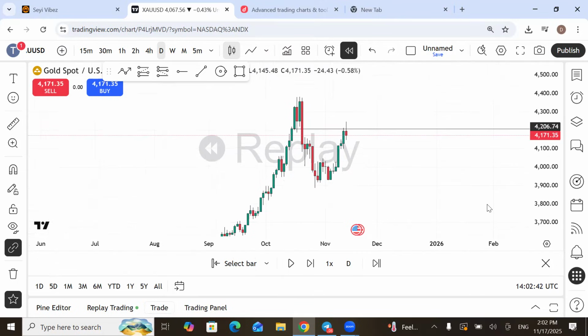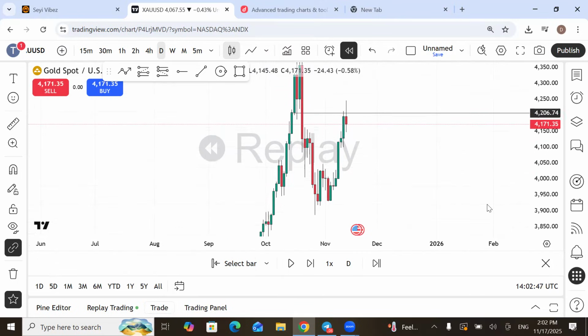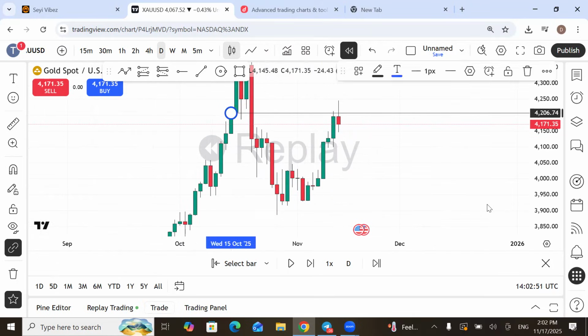What can we find on daily? We have two ways of building bias. We have key levels and we have liquidity. So that is the two ways of us building bias. How can we build our biases?